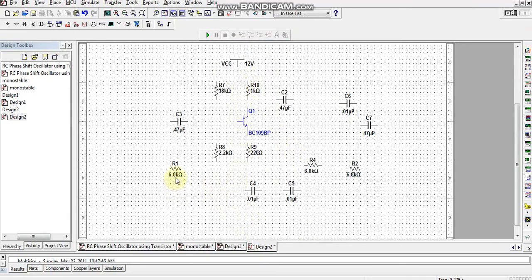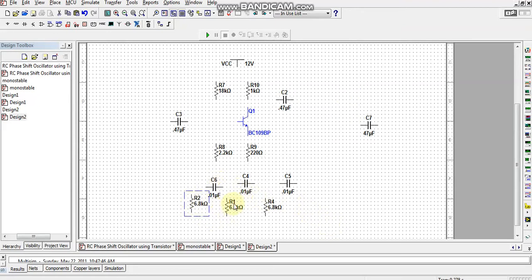I'm getting 12 volts. Next point, place this 6.8 kilo. I'll rotate them and place it here. And we'll rotate this 6.8 kilo and place here. And rotate this 6.8 kilo, place it here. In between these resistors, I'll place the capacitors, and one more capacitor here, and this resistor.